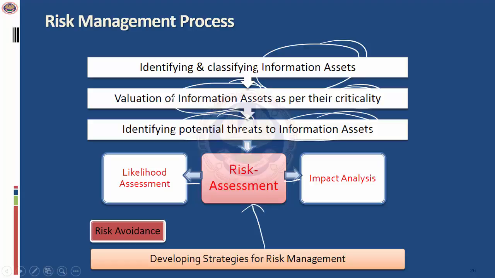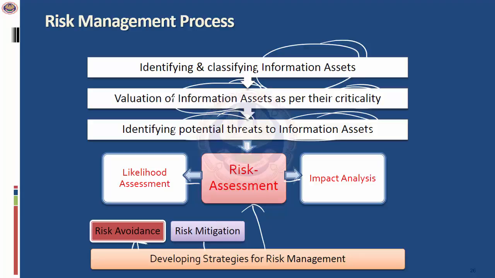So what are the strategies for risk management? One is risk avoidance, which means you decide not to do that activity at all. For example, you want to invest in shares because you want to get a good return. But what is the risk? You know that you may lose all the money. So in that case, you avoid investing in that market itself.